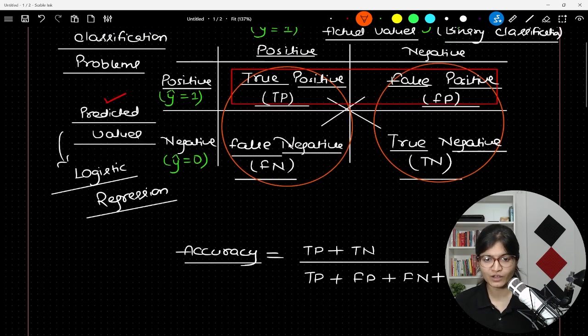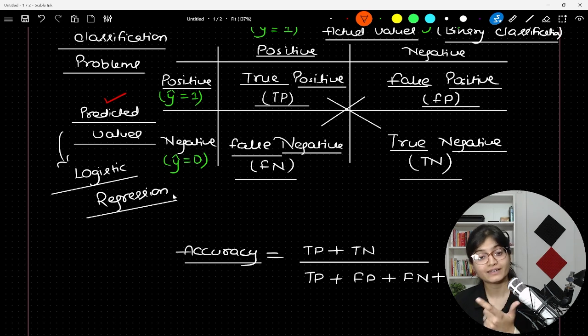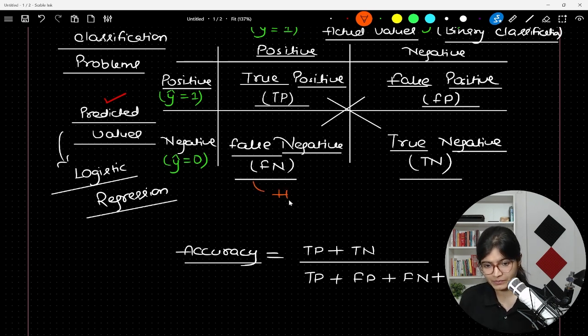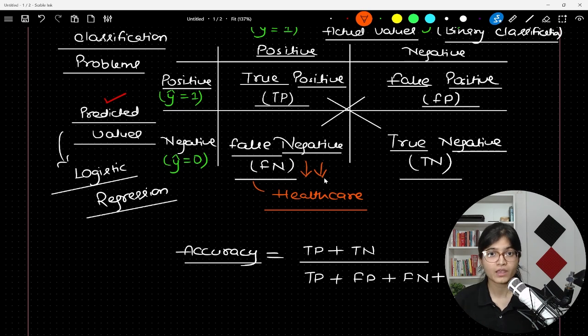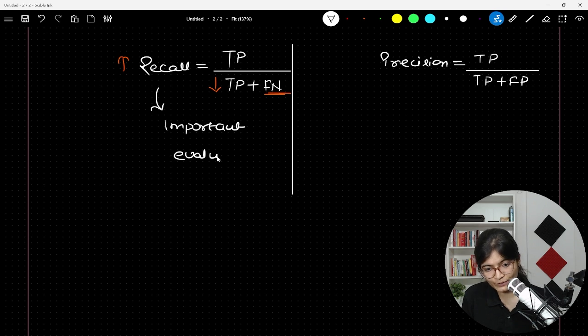What is the meaning of false negative? Let me remove all these things so that the confusion is less. False negative is where the patient is actually diabetic, but my model is saying that he or she is not diabetic. That's a very worst-case scenario in the healthcare domain. So always remember, in any healthcare problem, our target is to reduce this particular error, the false negative term. In other words, I will always take recall as an important evaluation metric, specifically for healthcare.